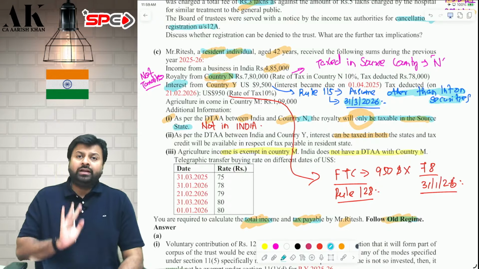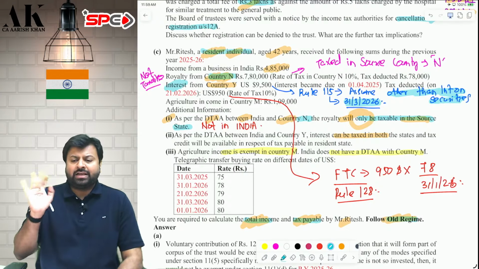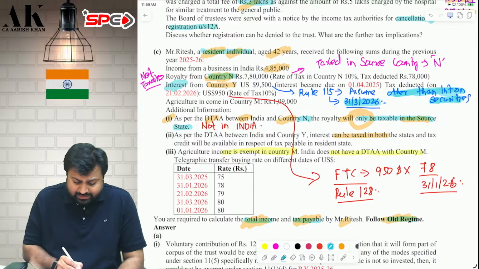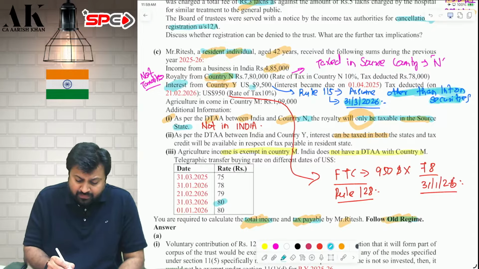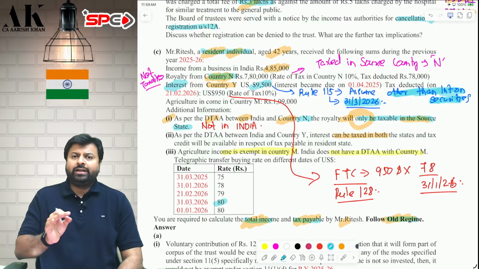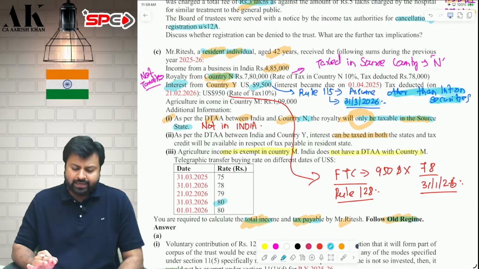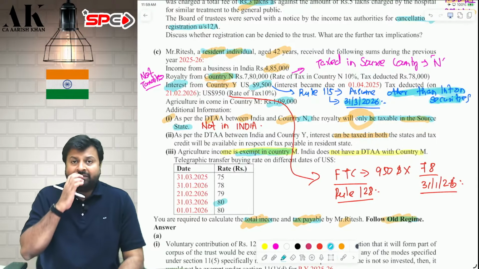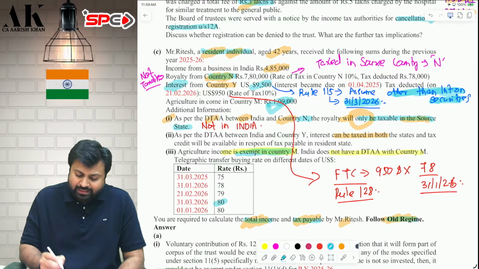You can assume interest on security also, but I am not assuming. Even ICAI is assuming interest other than on security. So, let's see the TTBR of 31st March. It is 80 rupees. So, you will multiply 9,500 into 80 rupees. That will be the income which is taxable in India. And the third income, agriculture income in country M. In country M, it is exempt, check please. But in India, foreign agricultural income is not exempt. So, you will take this in the income.